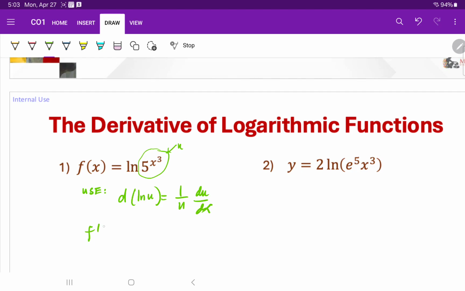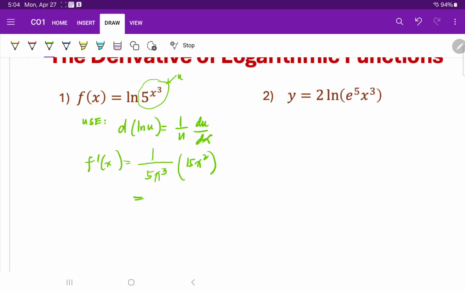So what is the derivative? 1 over u, 1 over 5x cubed times what? The derivative of 5x cubed, which is 15x squared. Alright, so we can cancel out 15 and 5. So we have here 3 in the numerator, and then this cancels out, you have x. So f prime of x is equal to 3 over x. 15 over 5 is 3.